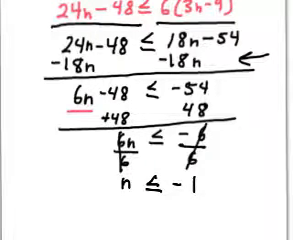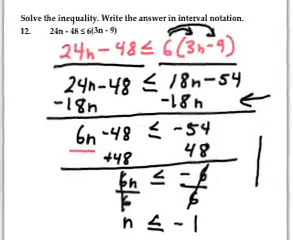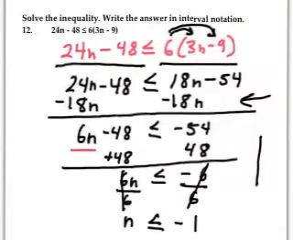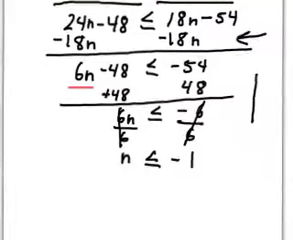Now let's go back and look at what the problem was asking us to do. It says solve the inequality, write the answer in interval notation. I'm going to do both, but we'll start out with interval notation. If you write it in interval notation, you become aware of how easy it is to graph. So n is less than or equal to negative 1.